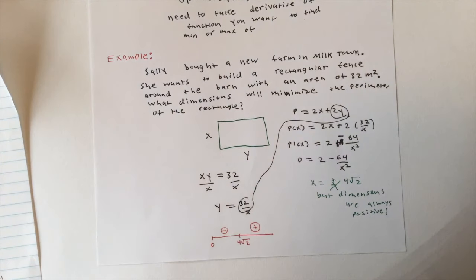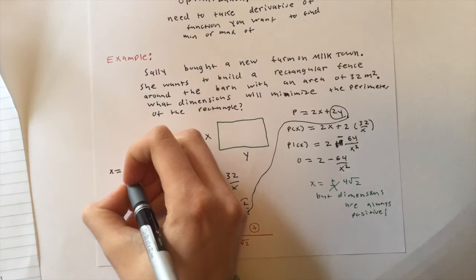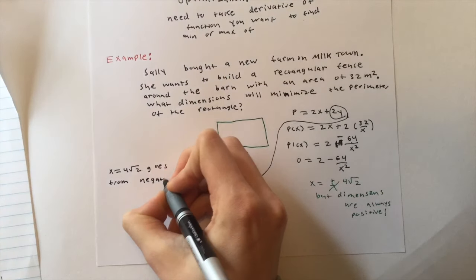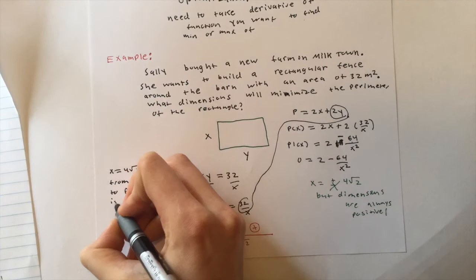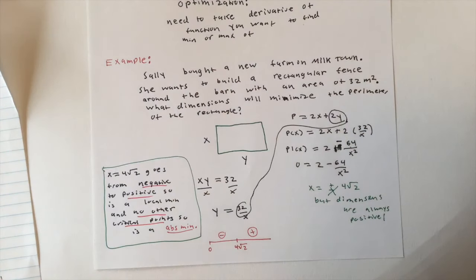Then you have to make a number line, so I plugged in a value into 2 minus 64 over x squared. Anything in between 0 and 4 root 2. So I plugged in 1/2 and I got a negative value on my calculator. And I plugged in 6, which is a value greater than 4 root 2, and I got a positive value. So I know that it goes from negative to positive. That would be a local minimum. This is also the only critical point, so it is an absolute minimum.